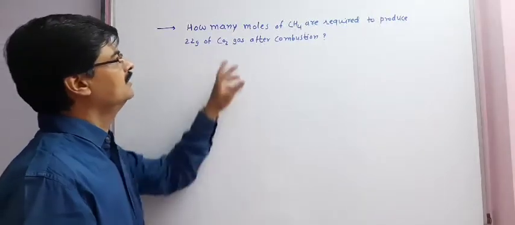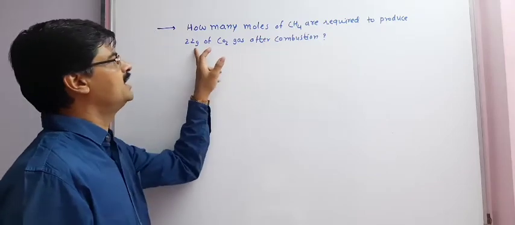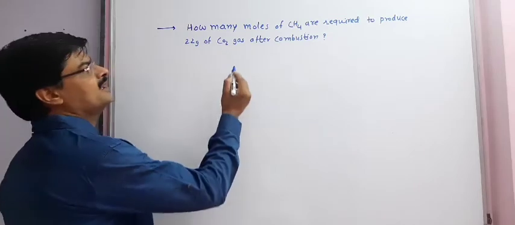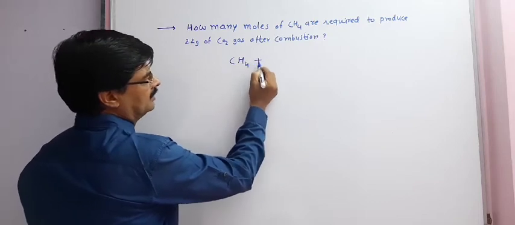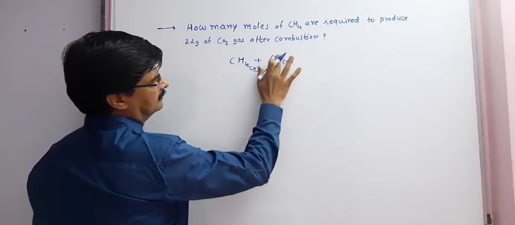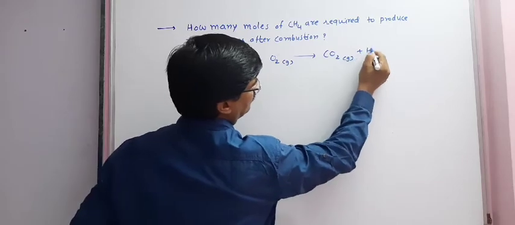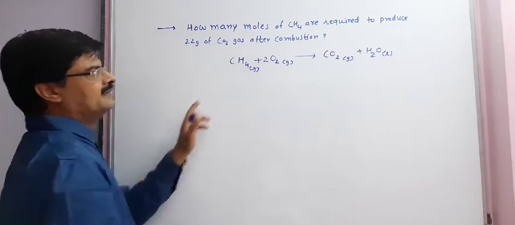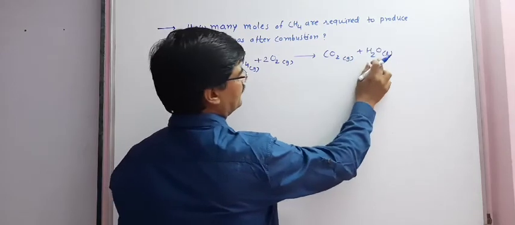In the next question, how many moles of methane CH4 are required to produce 22 gram of carbon dioxide gas after combustion? First we will study the combustion reaction of methane. Methane CH4 plus oxygen gives CO2 and water. So on balancing, we will get CH4 gas plus 2 O2 gas will give CO2 gas plus 2 H2O.